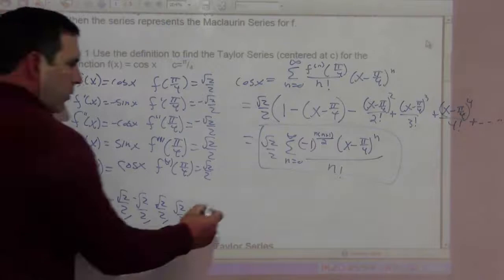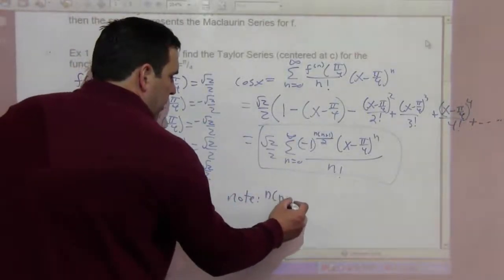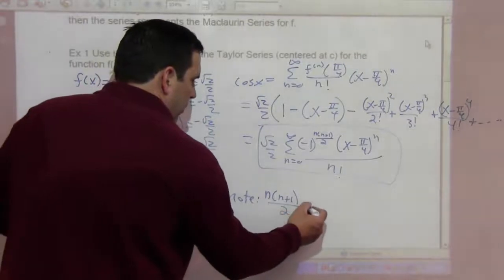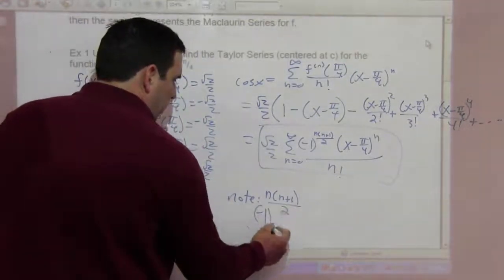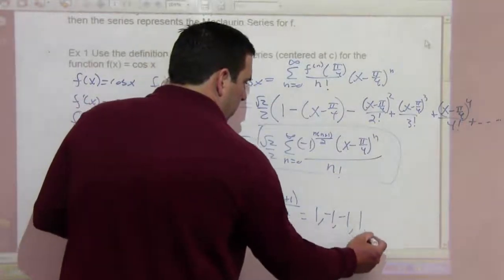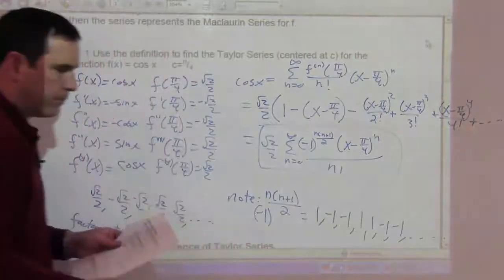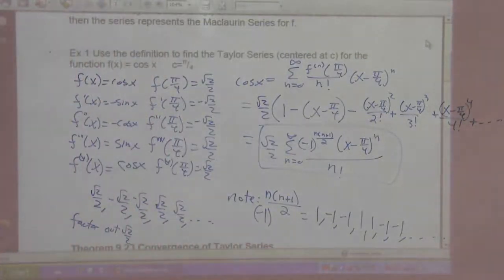So I just need to note that negative 1 to the n times n plus 1 over 2 power gives us 1, negative 1, negative 1, 1, 1, negative 1, negative 1. Okay, so feel free to pause that. I'm going to move on here.